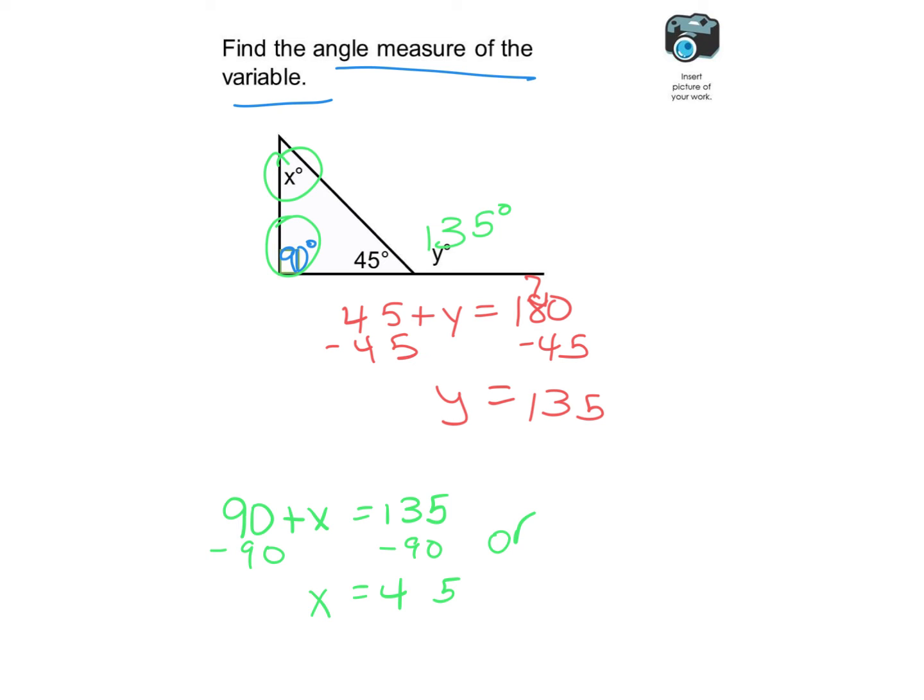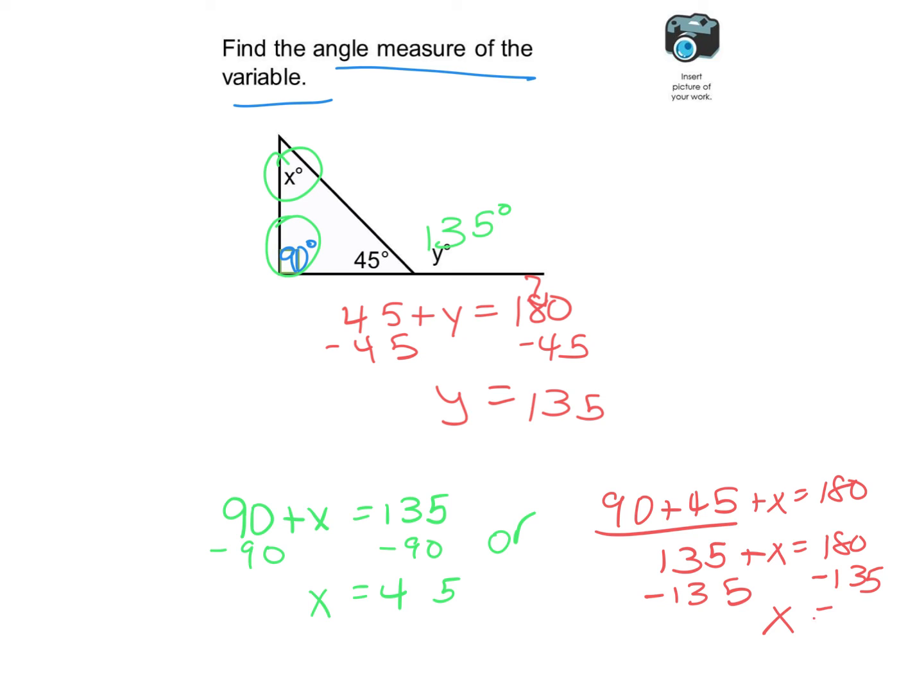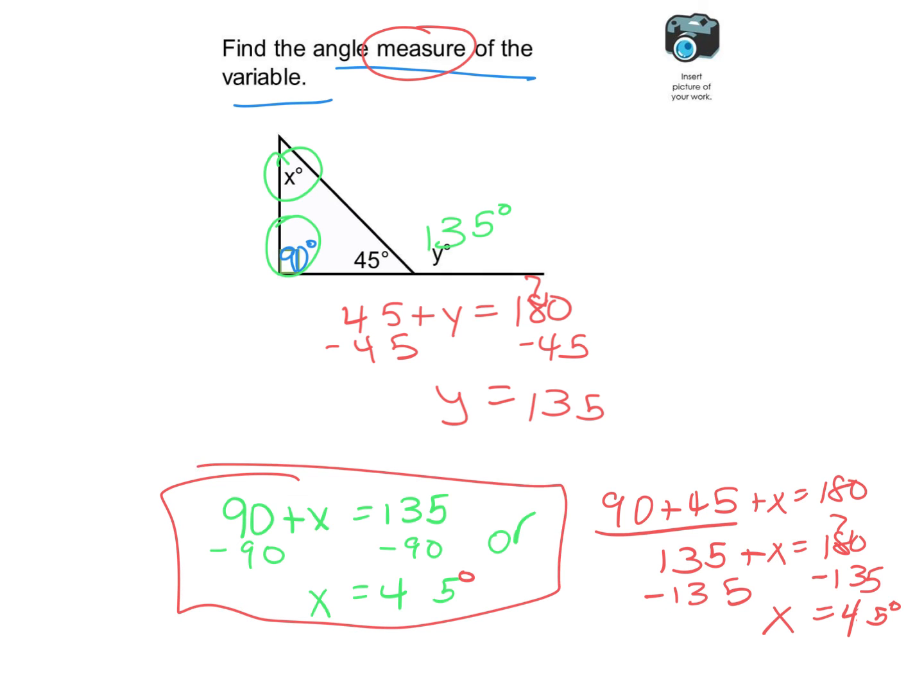Or I could have used my interior angles property. 90 plus 45 plus x have to be equal to 180. Add those two because they're like terms. Now I'm going to subtract the opposite. X is equal to, oops, that was wrong. 180 minus 135 is 45. And it's asked to find the angle measure, so I do need the degree symbols. Either way, I get the same answer. However, this way was a lot shorter and faster.